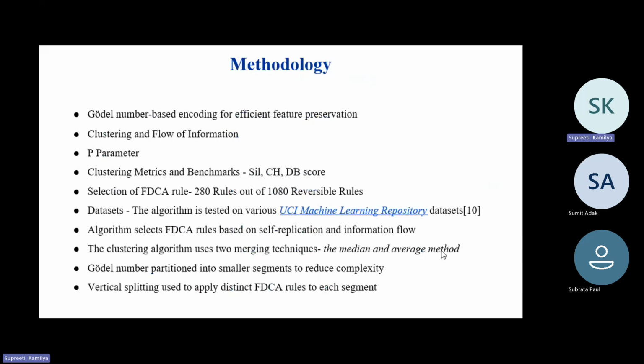We are using this P parameter again in this work, and clustering metrics and benchmarks like Silhouette score, CH score, and DB score. Our selection of first degree cellular automata has been taken from all the n reversible rules, 1080. Out of these, we are taking only 280 rules for our work. All data sets have been taken from this repository.